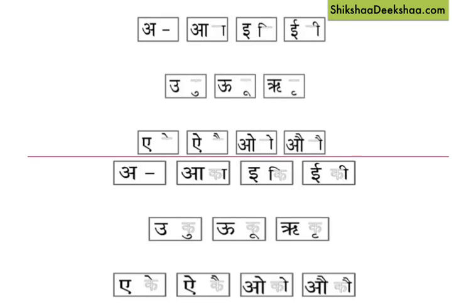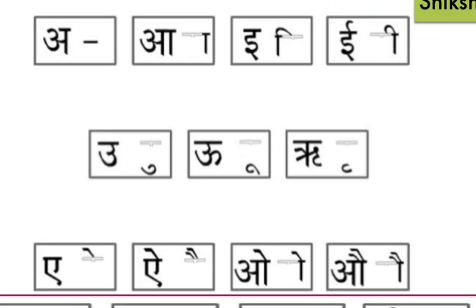Let's learn matras. Each vowel has its own sound. We represent this sound by a symbol, and we call this a matra. Here you can see each box has a vowel and the symbol of its matra. You need to memorize how to write a matra for the vowel.